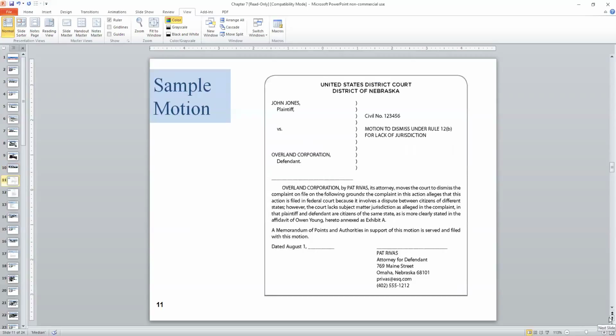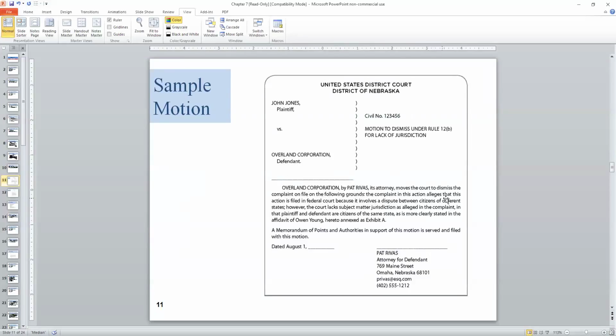So here we have a motion. This is a 12B motion. This is seeking to dismiss a lawsuit because the court doesn't have jurisdiction over the defendant. So you can see here, this is something that the defendant would be filing. And we can see here, this is the defendant's name, Overland Corporation, and we see down here that Pat Rivas is representing the defendant, Overland Corporation. So this is the motion, and you can see it's really short. Overland Corporation, by Pat Rivas, its attorney, moves the court to dismiss the complaint on file on the following grounds.